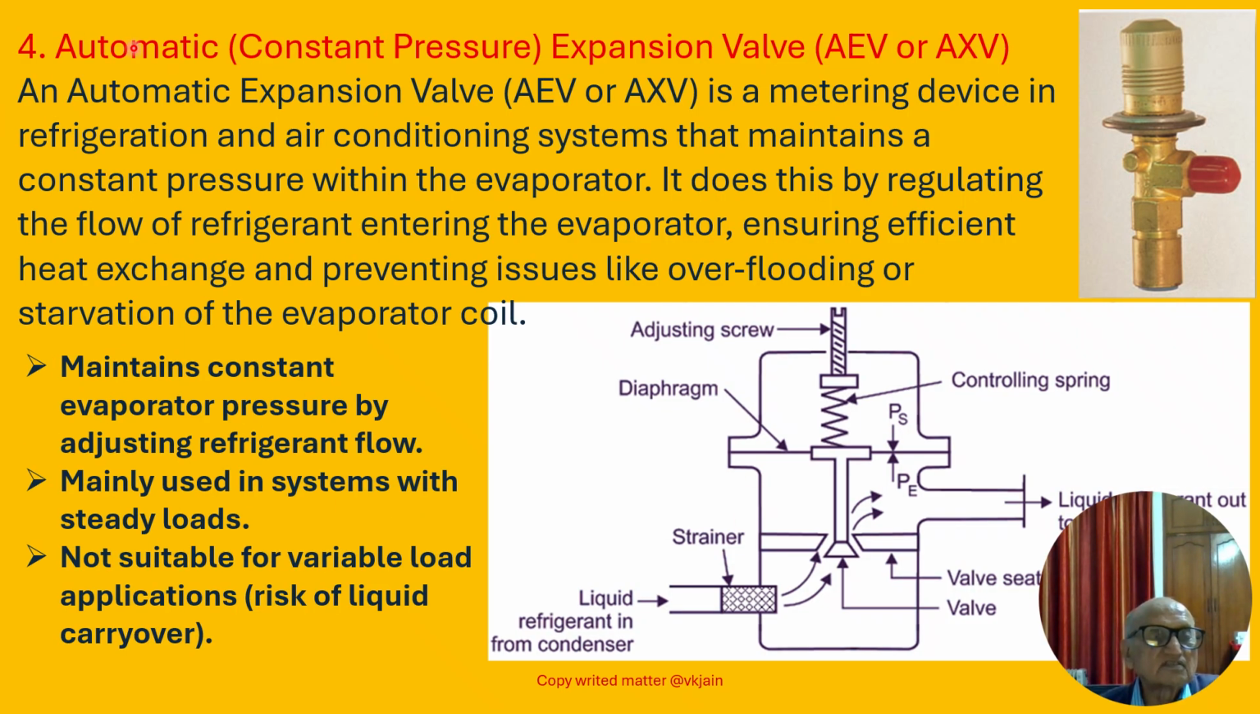Friends, now we are dealing with the automatic constant pressure expansion valve, in short known as AEV or AXV. The picture is shown on the right-hand side top. An automatic expansion valve is a metering device in the refrigeration and air conditioning system that maintains a constant pressure within the evaporator. It does this by regulating the flow of refrigerant entering the evaporator, ensuring efficient heat exchange and preventing issues like overflooding or starvation of the evaporator coil.